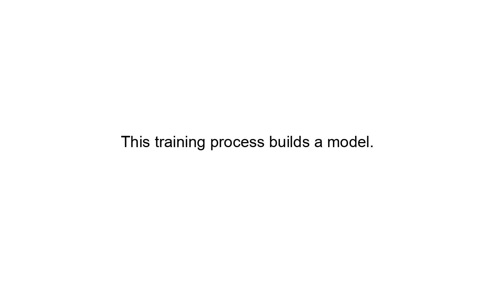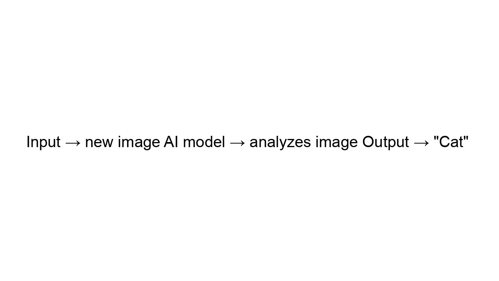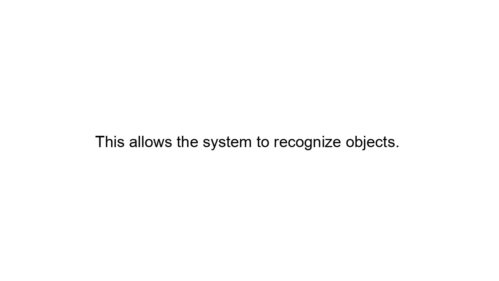Step 3. Make predictions. Once trained, the model can make predictions. Example: input means new image. AI model means analyzes image. Output means cat. This allows the system to recognize objects.